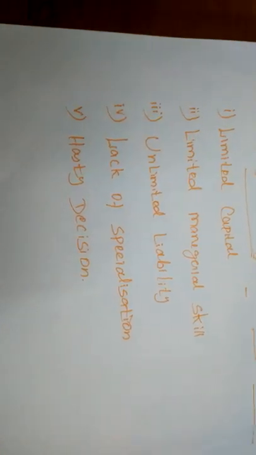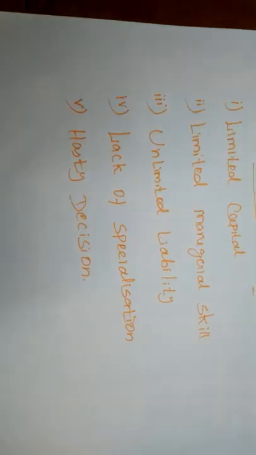When the sole trader is a very rational or intelligent person, he will take good decisions related to his business activity. Otherwise, if he is not rational or intelligent, he will take decisions which are not effective and do not help improve his business activity.